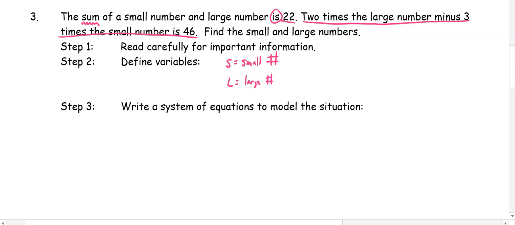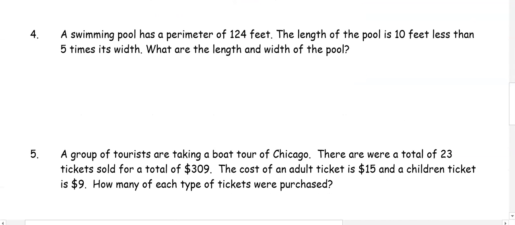So in the first, it says the sum, which is addition, of the small and large number is 22. So that means it equals 22. So S plus L equals 22. The second sentence gives us our equation if we just read through it word by word. So 2 times the larger number, which would be 2L, minus 3 times the smaller number, so minus 3S, is, remember, is again is equal, so equals 46.